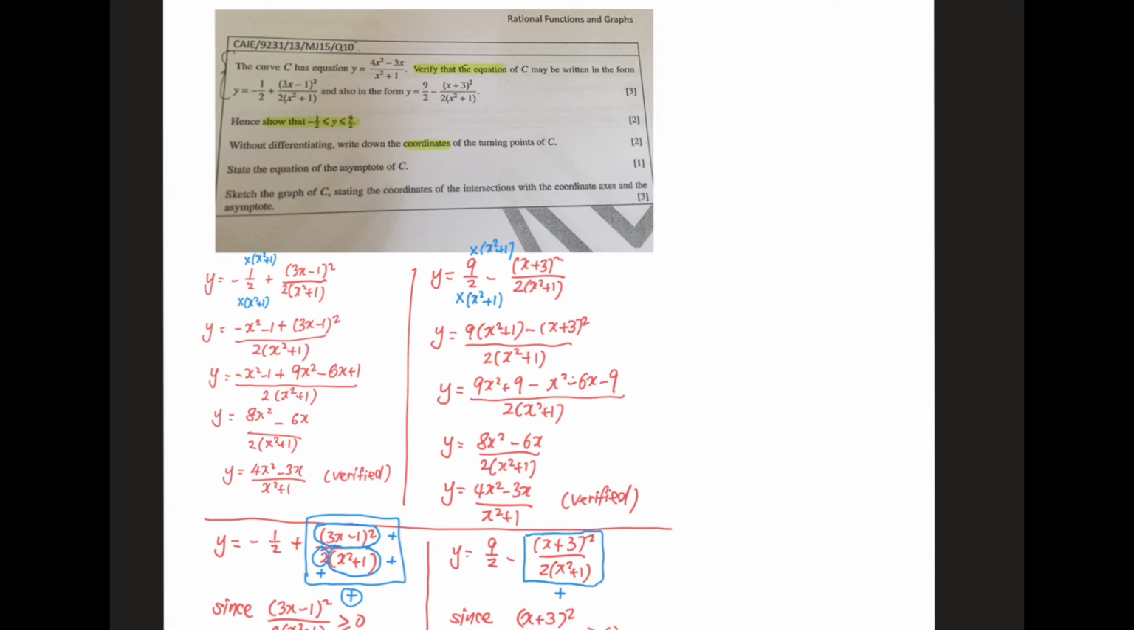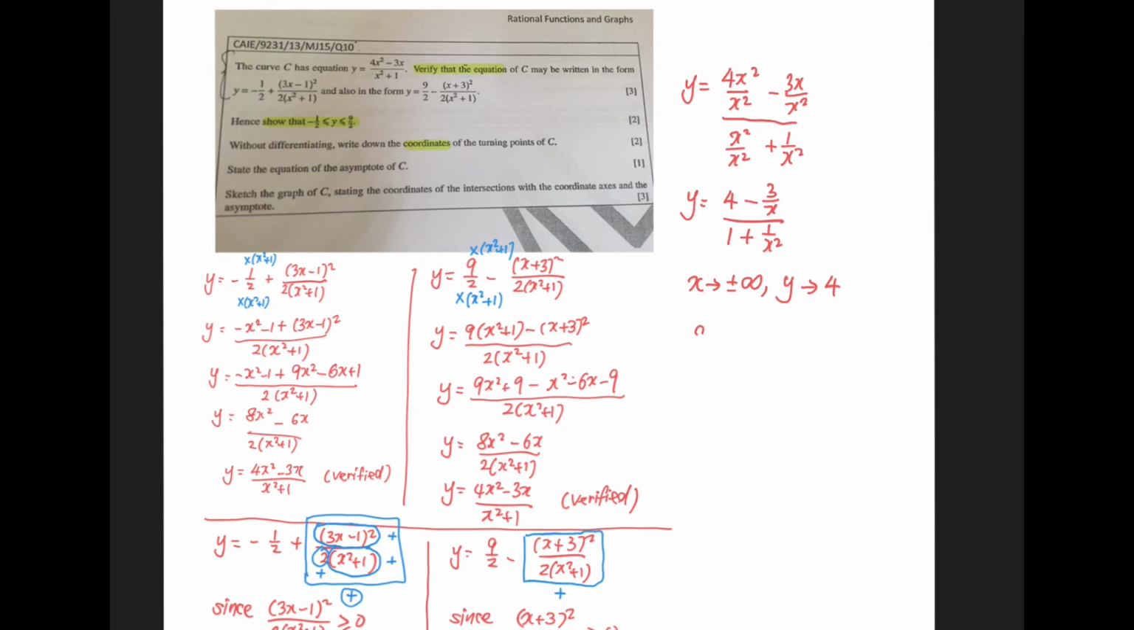I do it here. y equal to 4x² divided by x², minus 3x divided by x², over x² divided by x², plus 1 divided by x². So I'm finding the asymptote. I divide by x², the highest power. Then I get 4 minus 3 over x, over 1 plus 1 over x². So when x approaches infinity, my y approaches 4 over 1, which is 4.